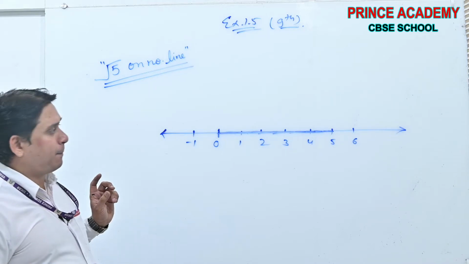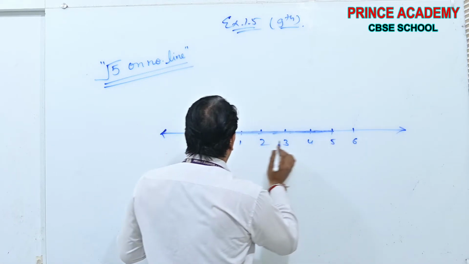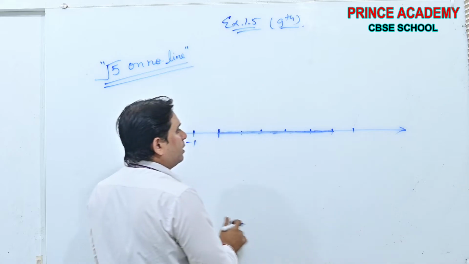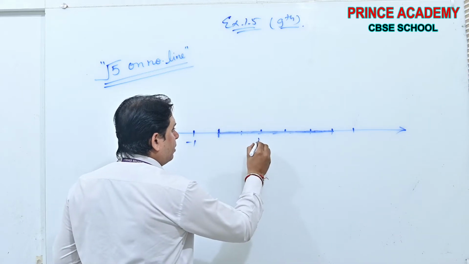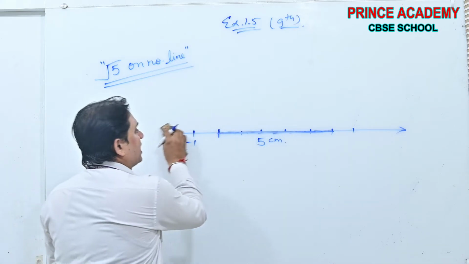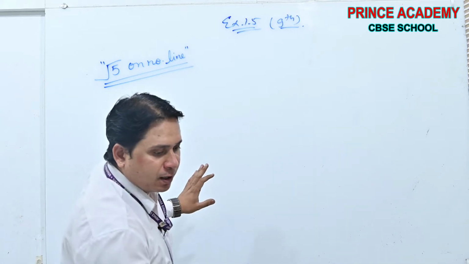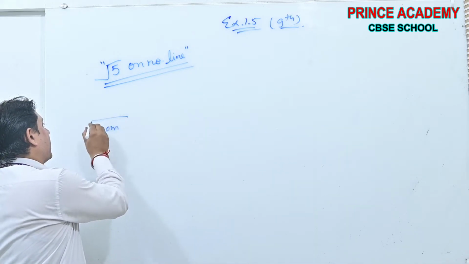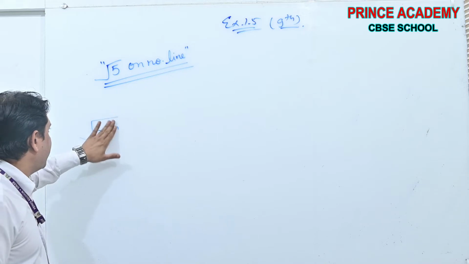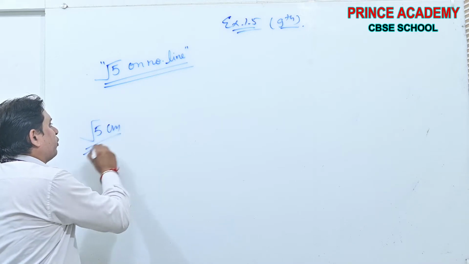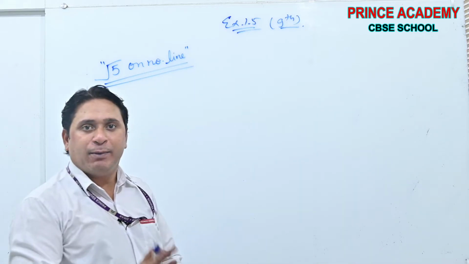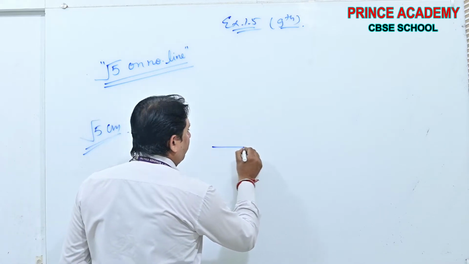Step number 1, increase the part. Suppose I am roughing this to make you understand very clearly, beta. See, it is 5 centimeters, yes or no? Suppose this is 5 centimeters, I am taking the centimeter. Okay, leave the number line. First you understand the concept. Suppose I have to find the length root 5 centimeters. Okay, now see what I am doing here. Take a line segment 5 centimeters long.